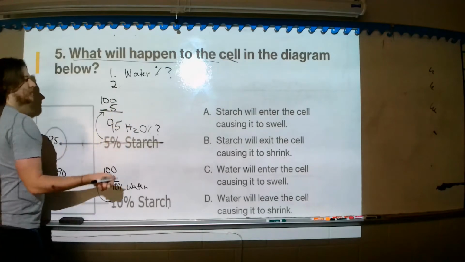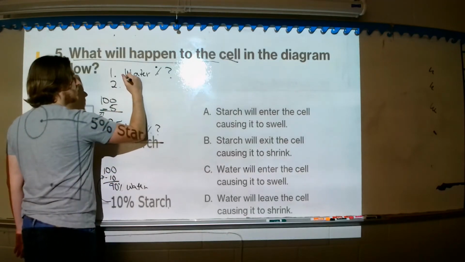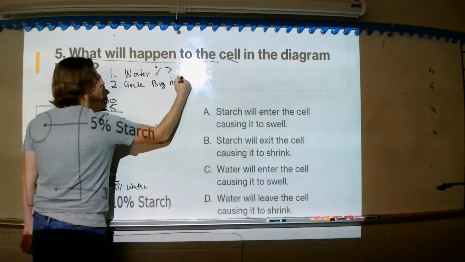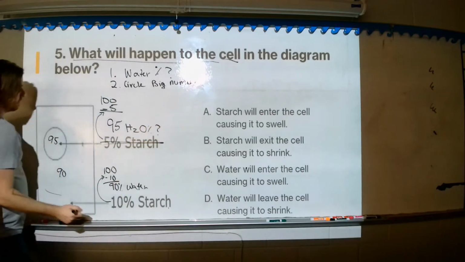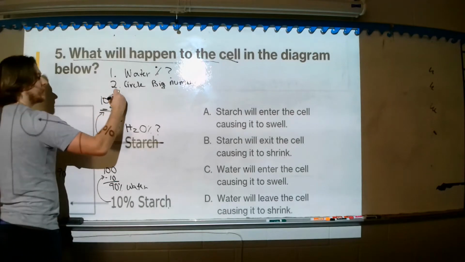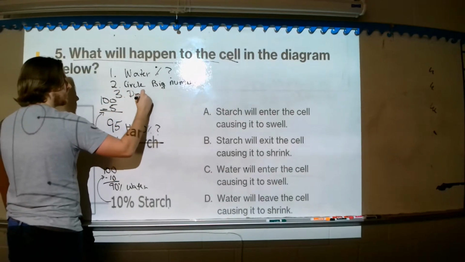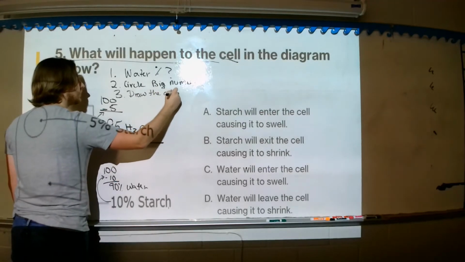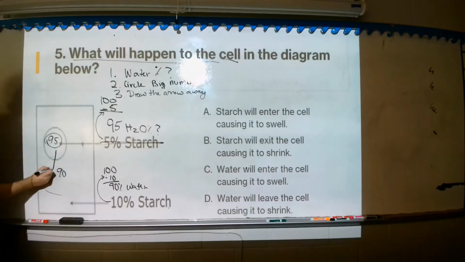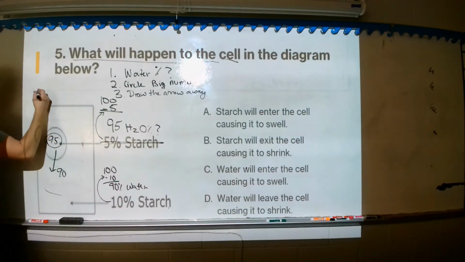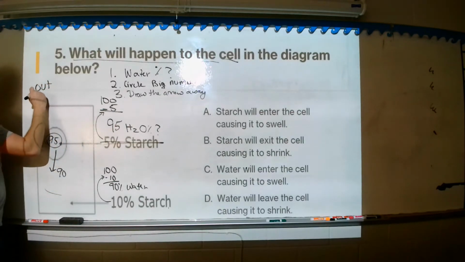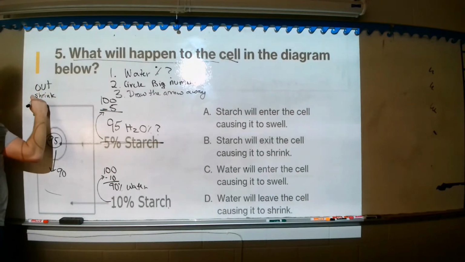My second step is circle my big number. So coming down here, I've got 95, I've got 90, my bigger number is 95. And my third step is to draw the arrow away. So I'm going to draw the arrow away from my circle. So I know the water is moving out. I know that this is going to shrink. And if it asks, I know this is hypertonic.